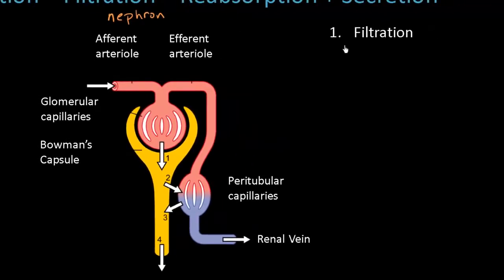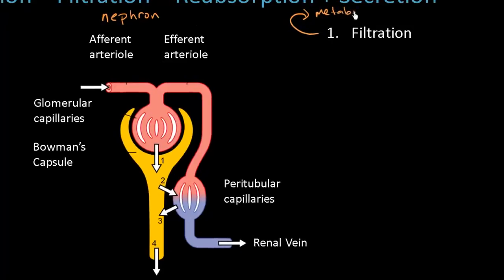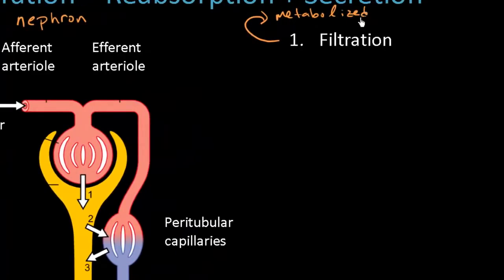So the first step is filtration. Now, filtration doesn't really care if the drug is metabolized or unmetabolized. We can filter both types of drug, metabolized or unmetabolized. However, what filtration differentiates between is free versus bound drug. And really, only free drug can be filtered. So what do I mean when I say free?